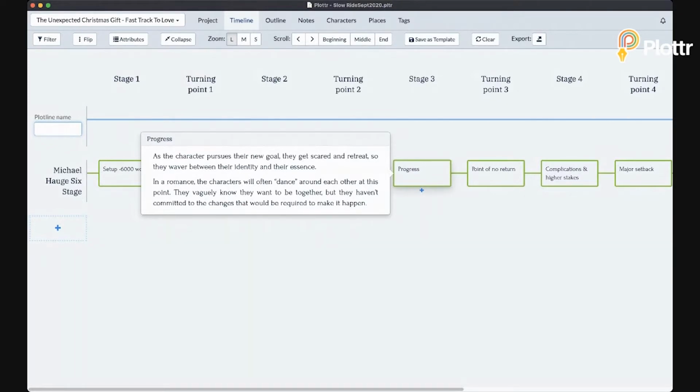So at each turning point, I know where the relationship and plot has got to be. Right, exactly. So I like how under each of these, tell us about, like, under progress, the one that I have up here now, you say in a romance, the characters will often dance around each other at this point. I see that you've developed some guidance for yourself basically within these different stages. How did you kind of creatively come up with that yourself and see how that was related?